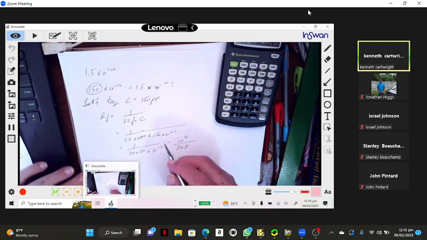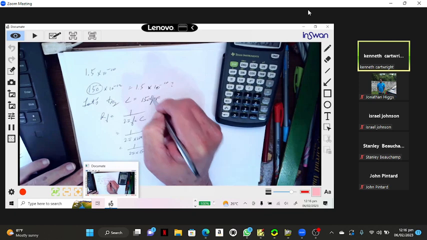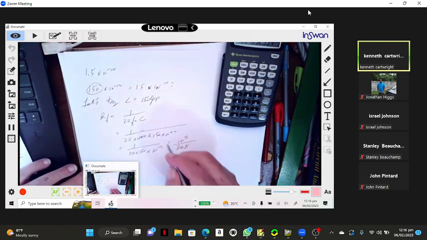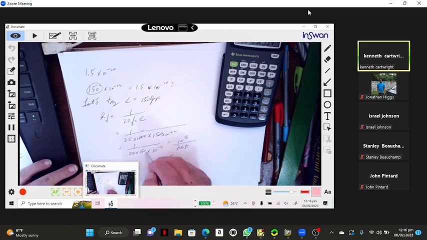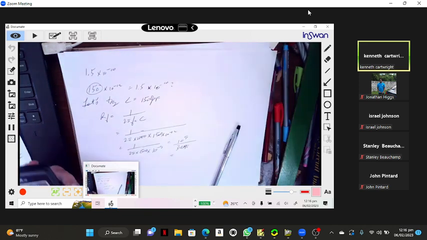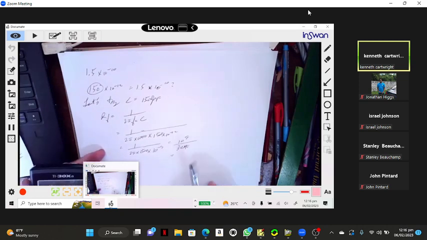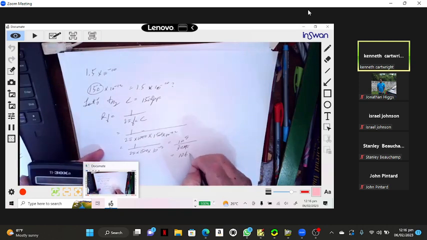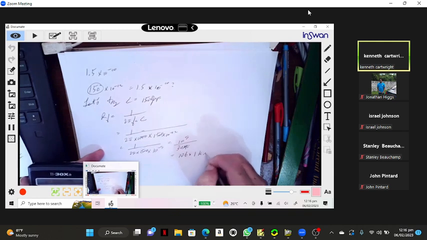Okay, let's try 1500, see what happens. So this would be 3,000 pi. Which would be what? 106.1 kilo ohms.